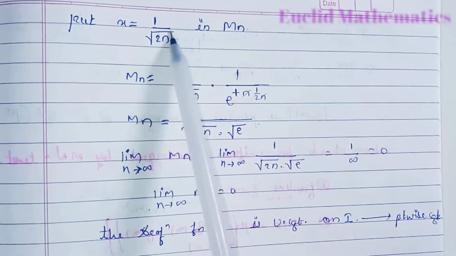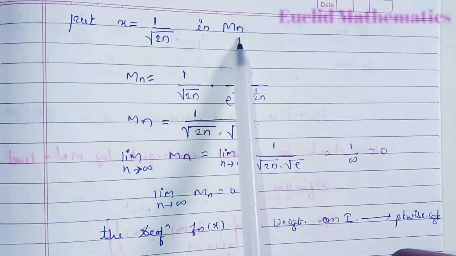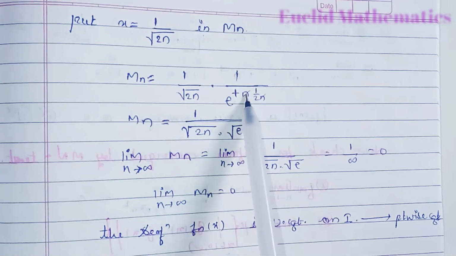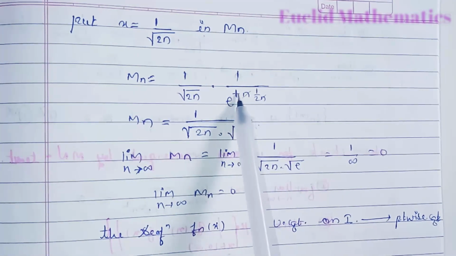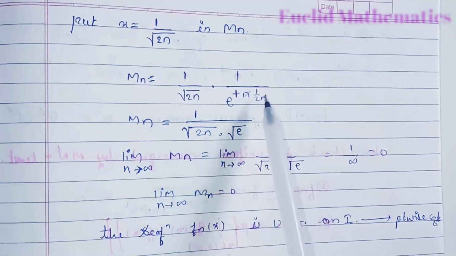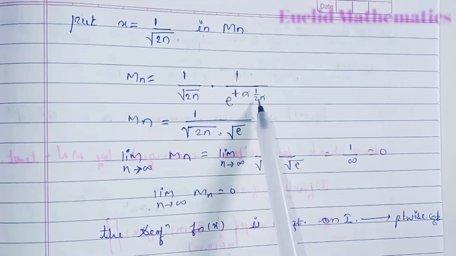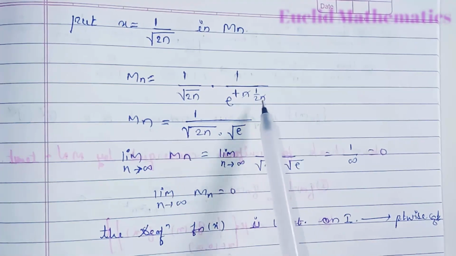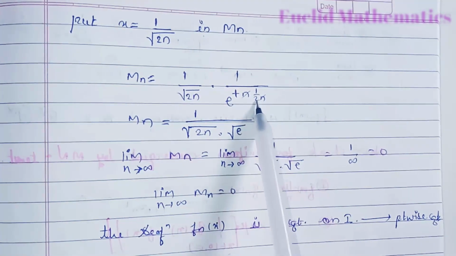We have to substitute that value into Mn, so we get the value for Mn. We know that Mn is x into 1 upon e raised to minus nx square, and when it comes to the denominator it becomes plus nx square. So x is 1 by root 2n, 1 upon e raised to n times x square, which is 1 by 2n. So I got Mn as 1 upon 2 root n, where n gets cancelled, and e raised to power 1 by 2.